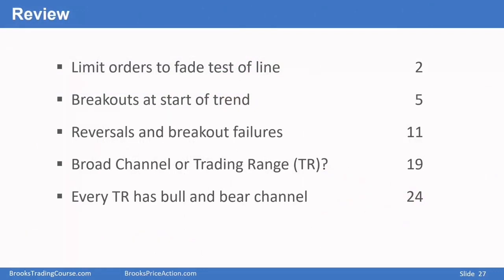I began by talking about using limit orders to fade tests of channel lines, top or bottom. I then talked about how most trends begin with a breakout, even if the breakout is not that obvious. I talked about reversals and how breakouts often fail and lead to reversals. Then trading ranges and broad channels. You often cannot tell them apart because they often both coexist. Most broad channels spend a lot of time in trading ranges, and most trading ranges have broad bull and bear channels within them. And that's how I finished up talking about trading ranges containing both bull and bear trends.